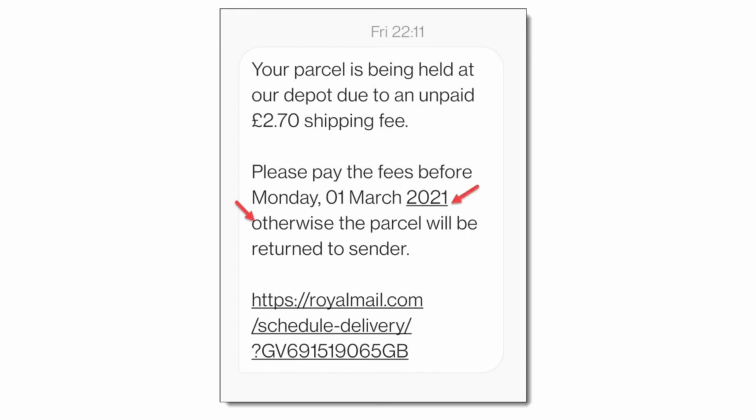Except, remember what I said about sometimes the English isn't quite right? Well, look at this. Please pay the fees before Monday, the 1st of March 2021. Otherwise, the parcel. No full stop, no capital letter. They've missed it out, haven't they? So there's a little telltale sign. Otherwise, the parcel will be returned to sender. They've missed out the article.